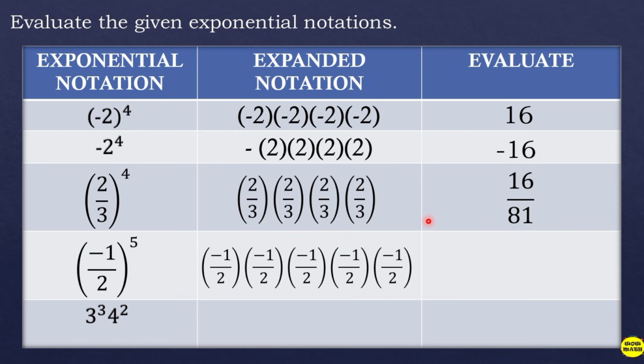And then, same process. So I have here raised to 5, or to the 5th power. So you're gonna multiply negative 1/2 by itself 5 times. Okay? So negative 1 times negative 1 times negative 1, times natin yan lahat. So that is negative 1. And then 2 times 2, 4 times 2, 8 times 2, 16 times 2, that is 32.